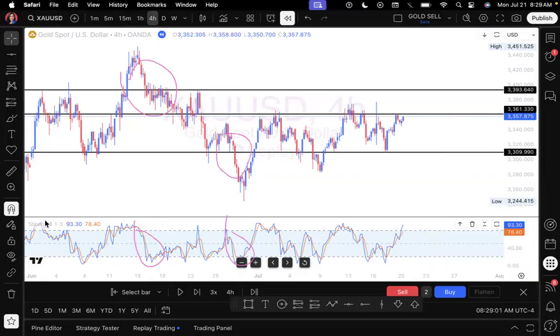So I asked myself, is the stochastic facing up or down? I can see that the stochastic is facing up. You'll also notice that whenever the blue line is on top, the market tends to push up.